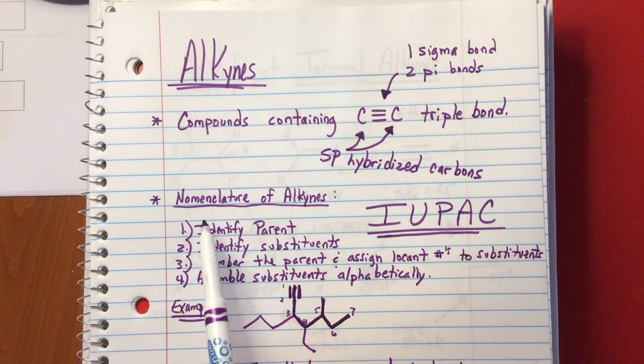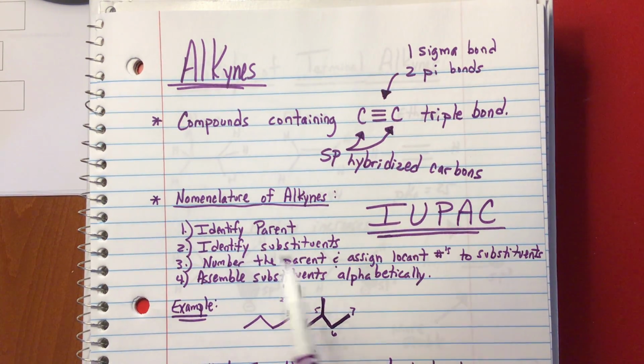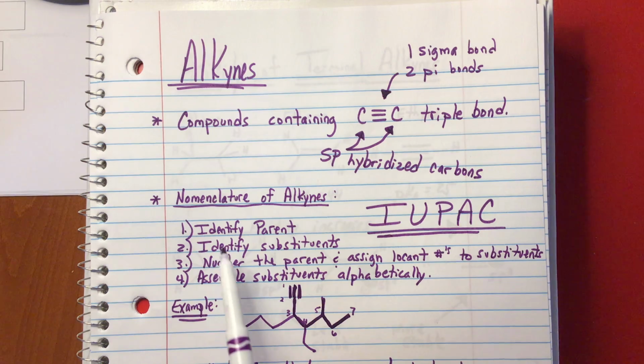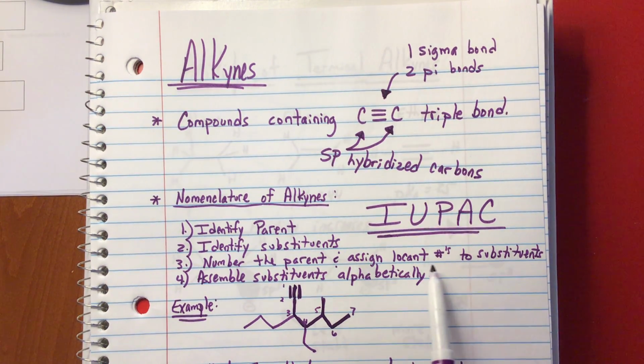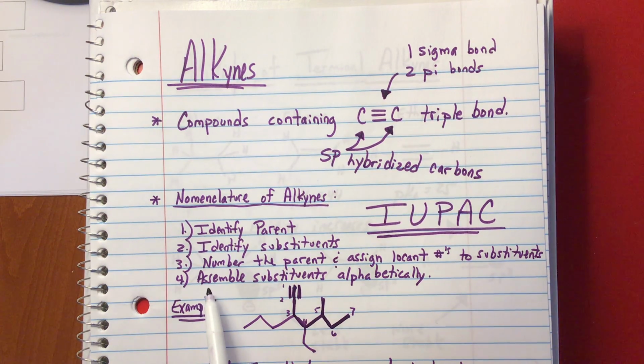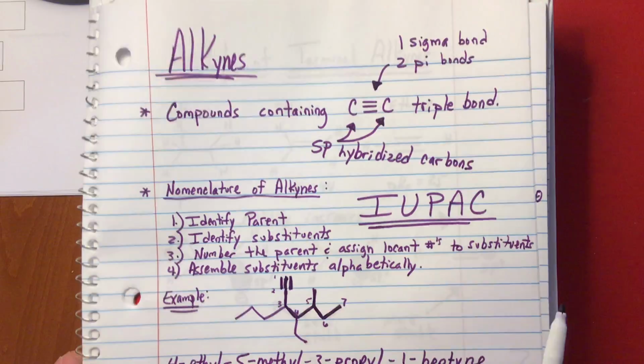So the next section I read was about the nomenclature of alkynes, so IUPAC naming, and the rules look pretty similar to what we're used to. Again, number 1, identify the parent, identify substituents, number the parent chain. The parent chain does have to include the pi bond, or the 2 pi bonds, or the triple bond, and then assemble substituents alphabetically. Not a whole lot different than what we're used to. So I included an example here.